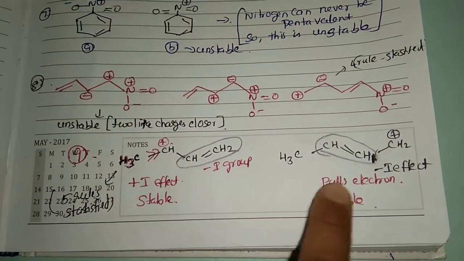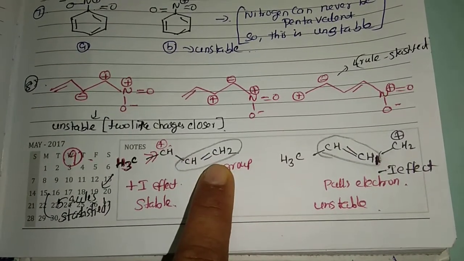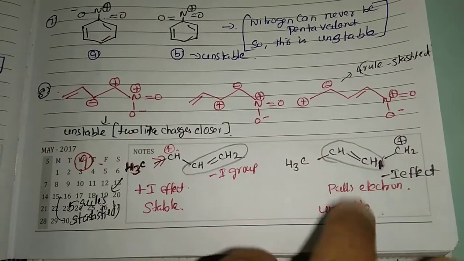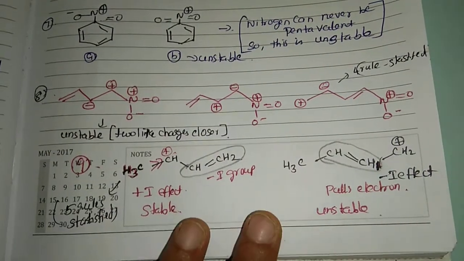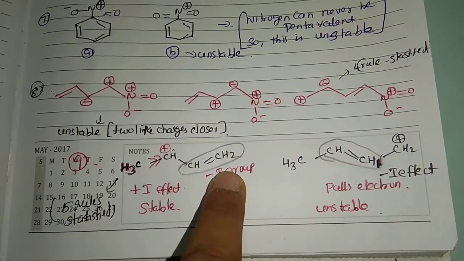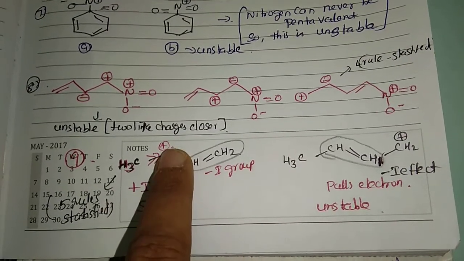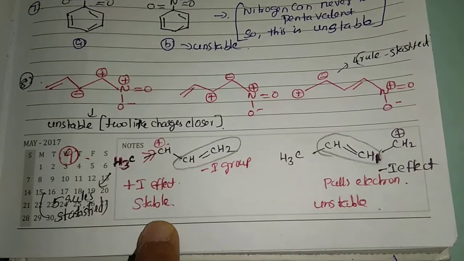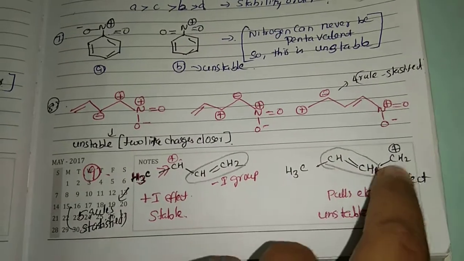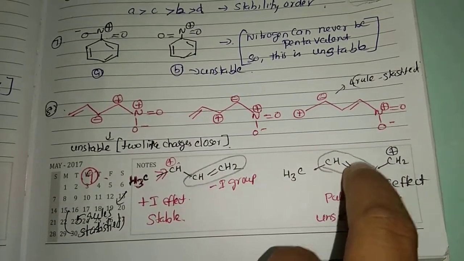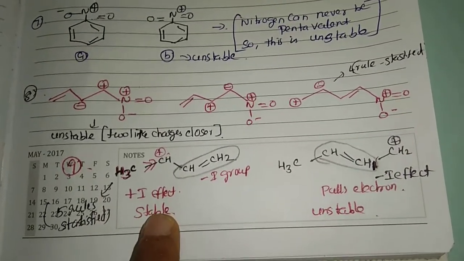Then go to the ninth example, A and B. First rule: the number of covalent bonds is 4, 1, 2, 3, 4, satisfied. Both are also charged species. Next, this is the minus I group. This methyl group gives electrons to this CH group, so this is the plus I effect, and it is stable. Here is the minus I effect: this CH2 takes the electron from this carbon, so this is an unstable compound. This is the stable compound. Thank you.